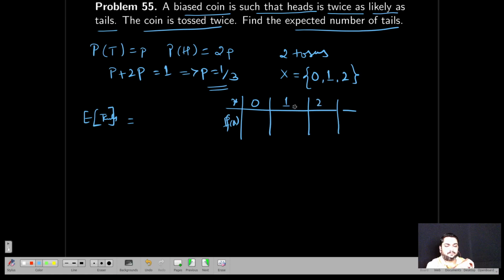So x is 0 means what? Both are heads. Probability of head is 1 minus p, right? So probability of head will be equal to 2 by 3. For both, it is 2 by 3 into 2 by 3, for both tosses. So this will be equal to 4 by 9. Right?